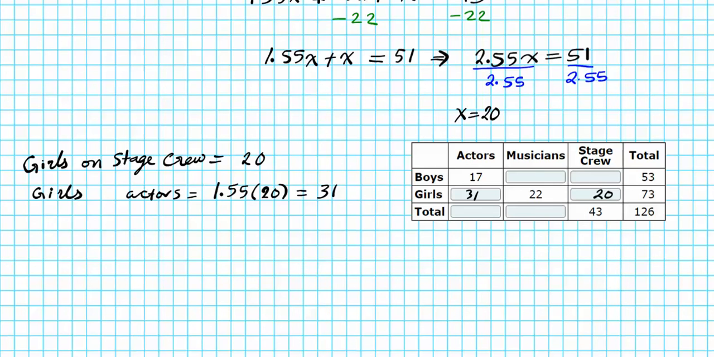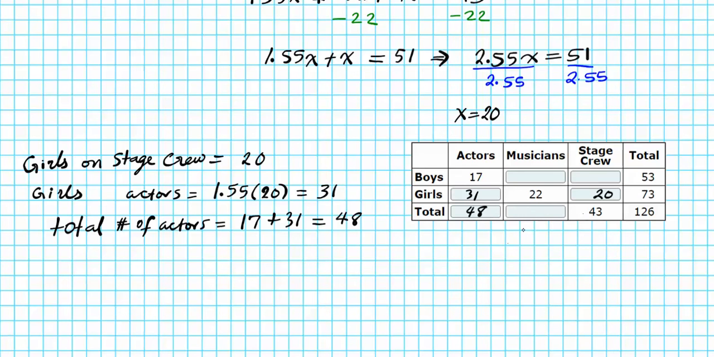So total number of actors is simply going to be the sum of male actors plus female actors, 31. You get 48. Bam, so this is 48.